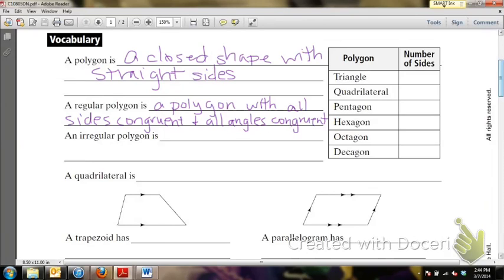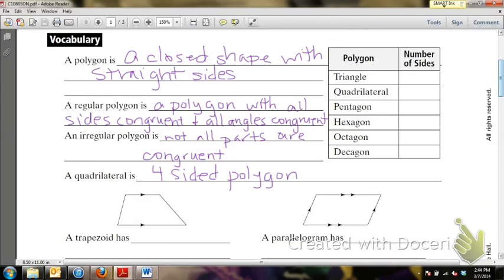An irregular polygon, just not all parts are congruent. If one side doesn't match all the other sides, then it's not regular. It's irregular. It just needs one side to not match everybody else, and the whole thing is irregular. And a quadrilateral is just a four-sided polygon.